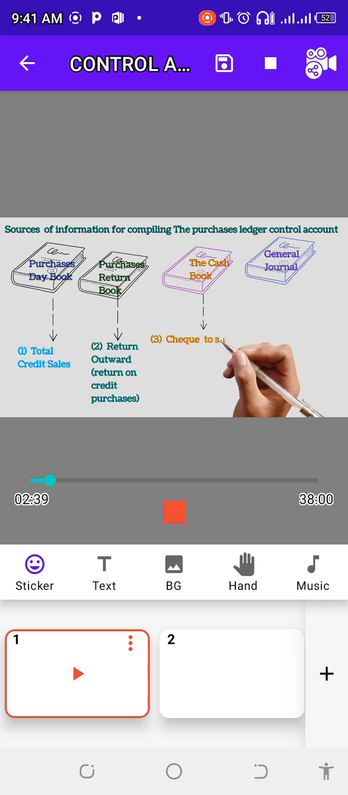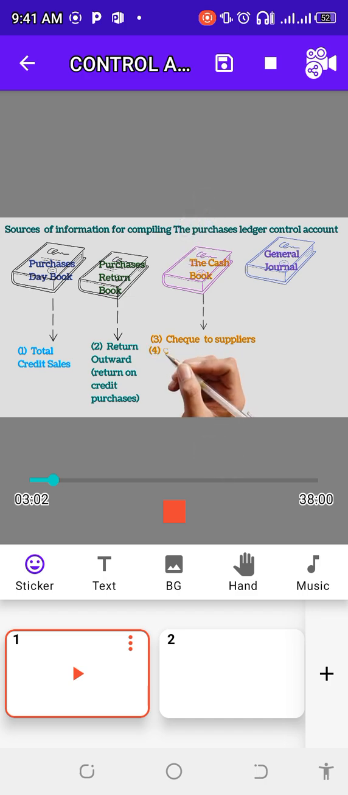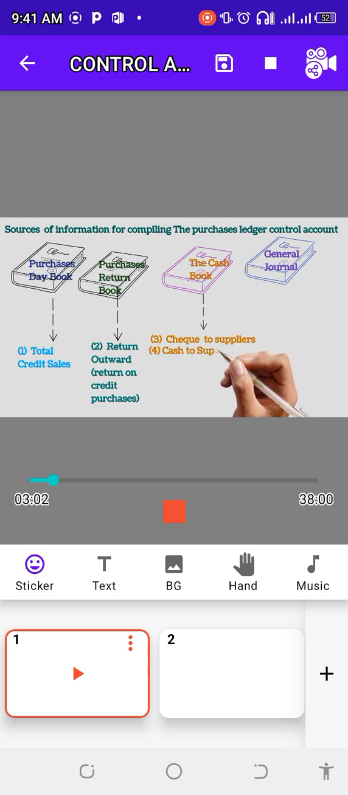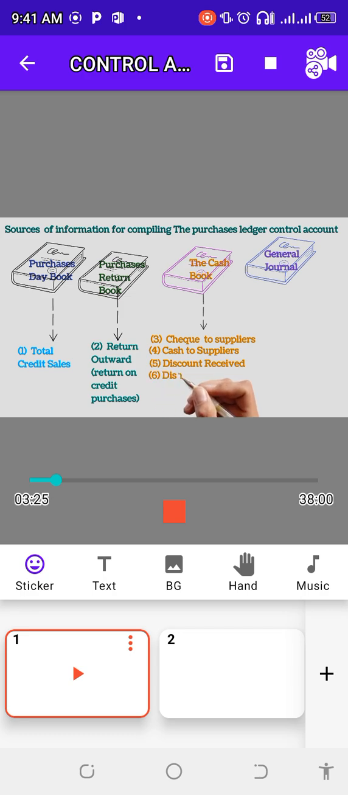From the cash book, we get information like cheques paid to suppliers, then cash paid to suppliers. We can also get information on discount received from suppliers. We also get information from dishonored cheques. These are the information that we get from the cash book.